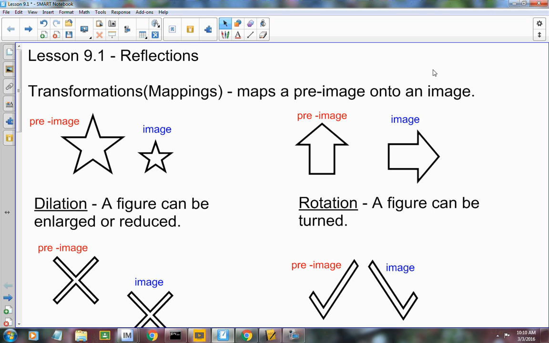image. Now, if you remember back from when we talked about dilations, your pre-image is what you start out with, and your image is what you end up with. Again, this one, as you can see, is a reduction. This is a rotation. This next one is a rotation. It looks like about a 90-degree rotation clockwise. We'll talk more about that.